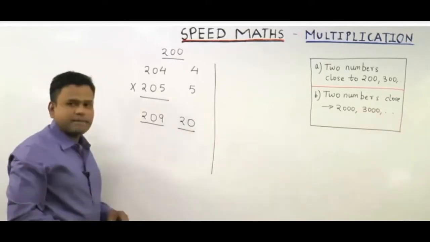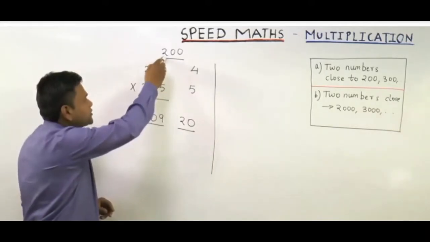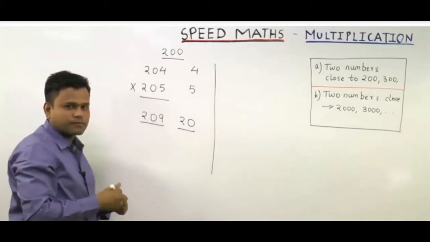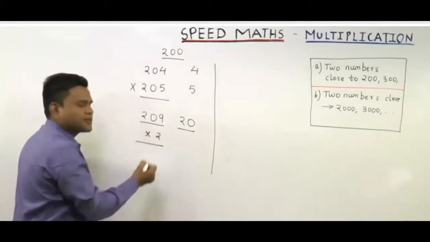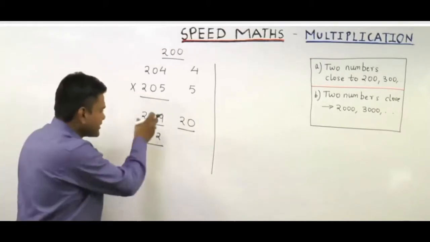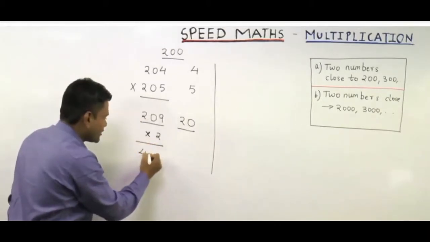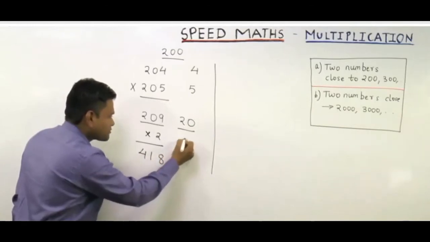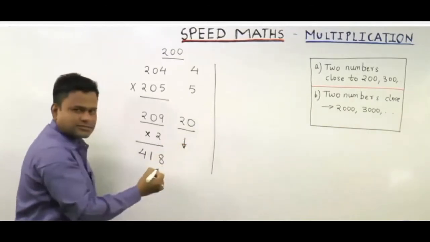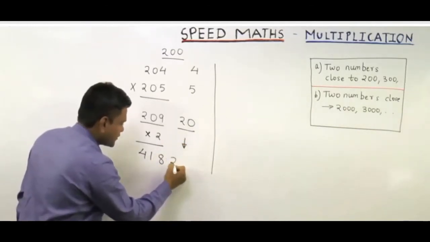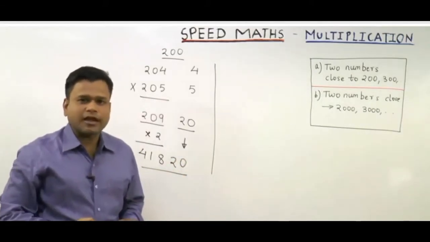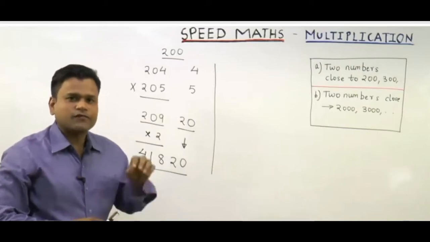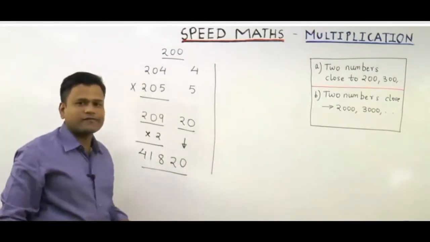This first part, because the numbers are close to 200, the base is 2. That first part, you will have to double it. And this is that extra step here. Multiply, 418. The last part will remain as it is, untouched. 20. That's the answer. 41,820 is what we have when you multiply 204 and 205.